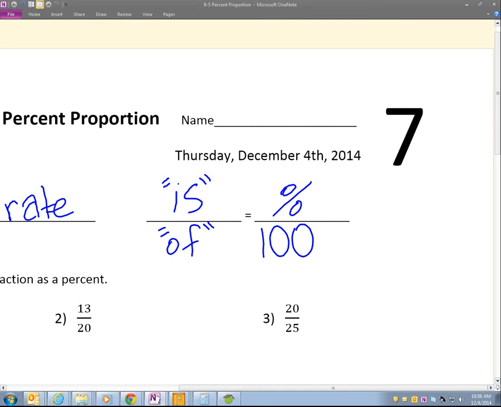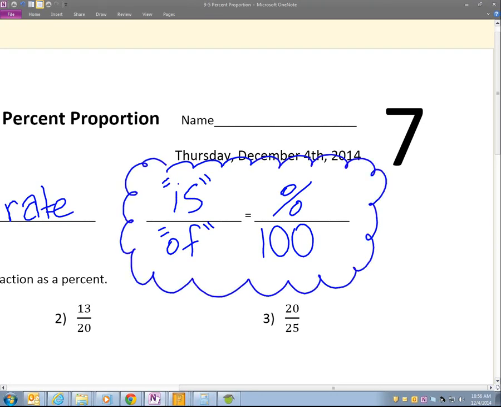And now what we're going to do is something to draw your attention to that when you're studying next Wednesday and Thursday for Friday's quiz.